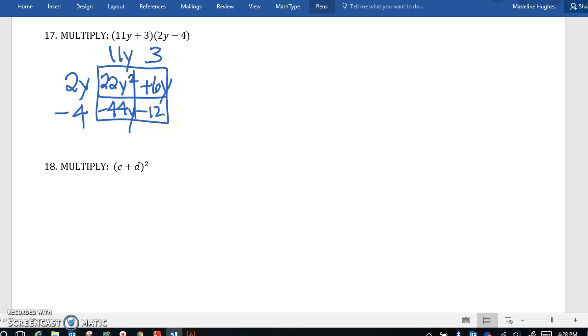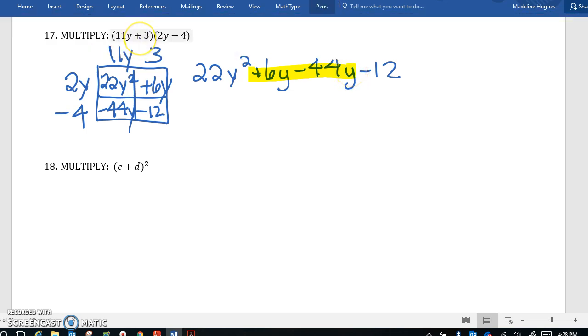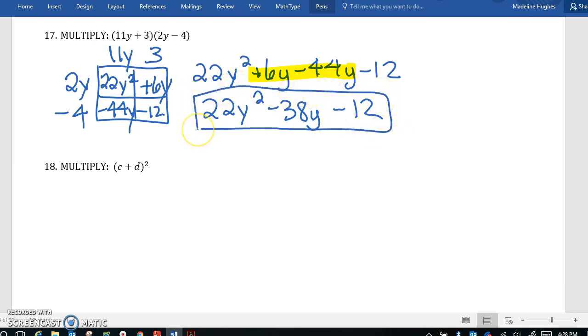And then I'm going to take each of these 4 boxes and just copy them down in one horizontal line, because that will help us remember to combine our middle terms, our y's. Okay, so when I do that, 6y minus 44y, you could plug that in the calculator, but that is -38y. Okay, and then I just copy the 22y squared and the -12, and that is our final answer.